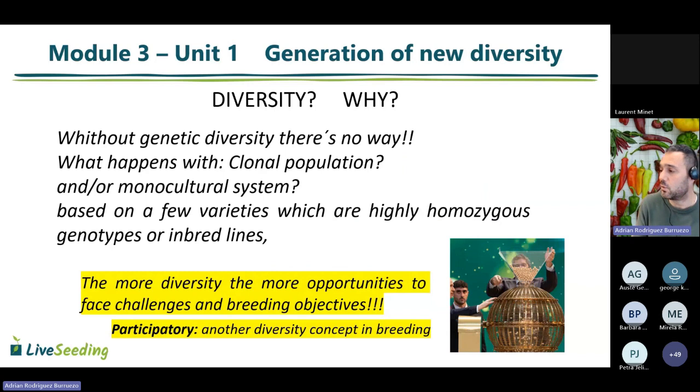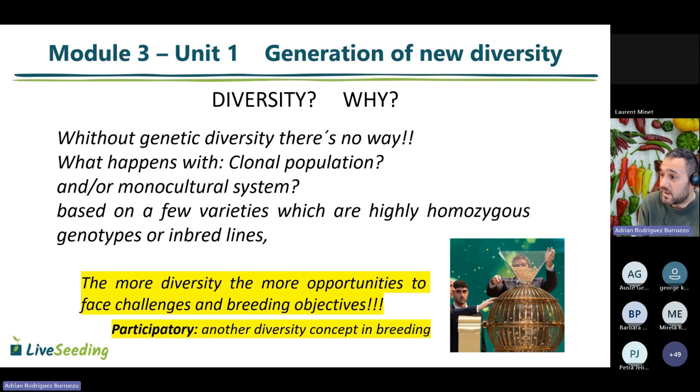So any of you who are familiar with some concepts of plant breeding may know that without genetic diversity, there are no opportunities for breeding. So if you want to do breeding to improve plant populations, to get new varieties, starting without diversity or genetic variation is not possible.